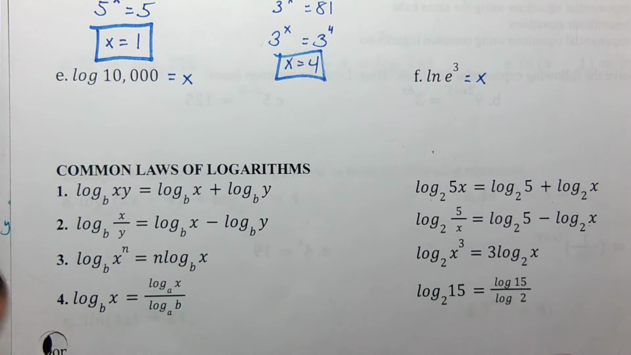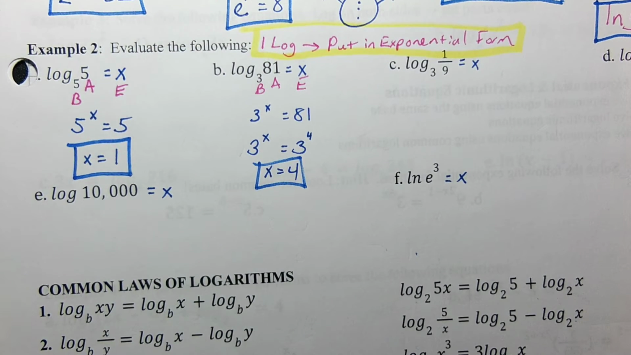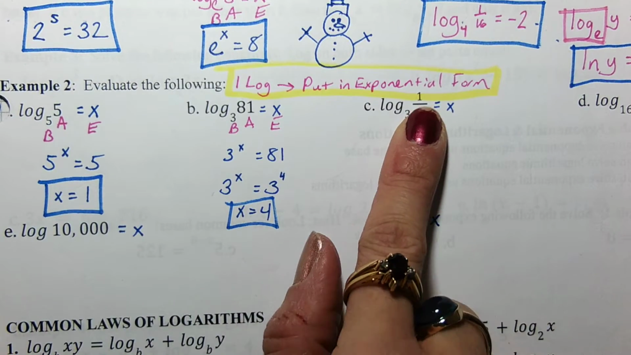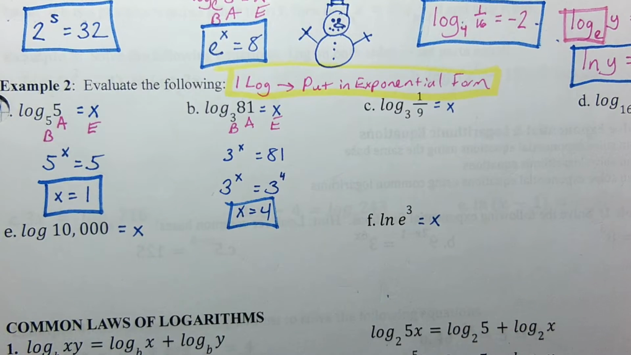On page 3 in the notes, we're going to be doing more of what we did yesterday with rewriting logs in exponential form and rewriting exponential form in logarithmic form. So starting with problem C, we've said that if we want to evaluate a single log or a one-log expression, we simply put it in exponential form.